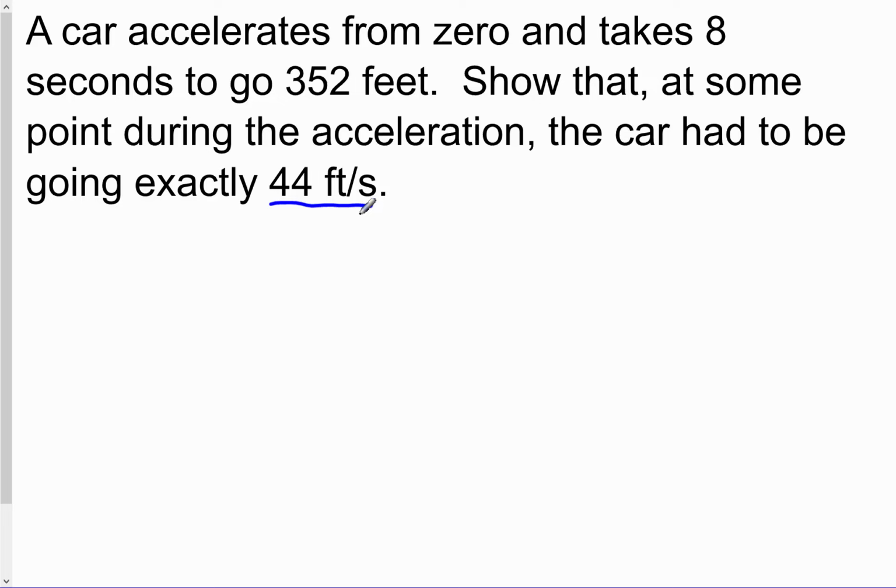So because we're using MVT, the first thing we have to do is show that we're allowed to use it. Well, a car accelerating, it can't suddenly be at one place and then skip to another without going everywhere in between, so it is continuous on that closed interval of 0 to 8 seconds. Again, velocity is the derivative of displacement, so velocity will always exist as it's accelerating. It can't skip velocities. So it is differentiable on that open interval from 0 to 8. And so we are allowed to use the MVT.